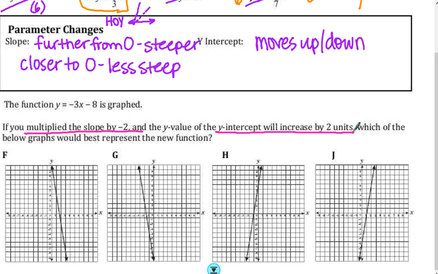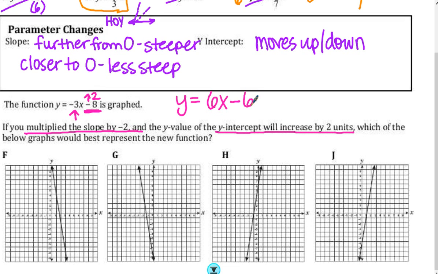All right, so let's look at our slope. Now, if I multiply this slope by -2, what will be my new slope? My current slope is -3, and I multiply it by -2. My new slope will be +6. All right. And then if I'm sitting here at -8, I'm down here at -8 and I'm increasing by 2 units, that means I just want to move it up 2 units. Where will I be now? And hopefully you're saying -6.